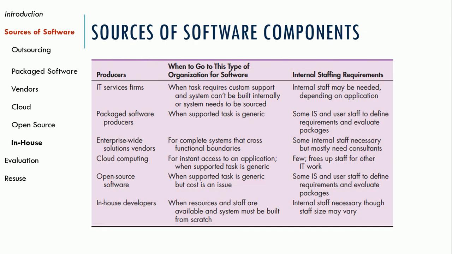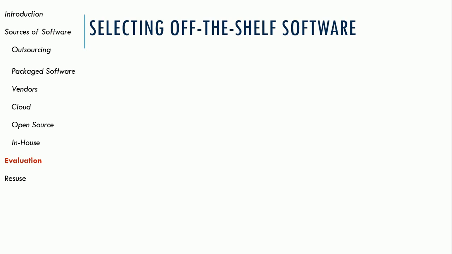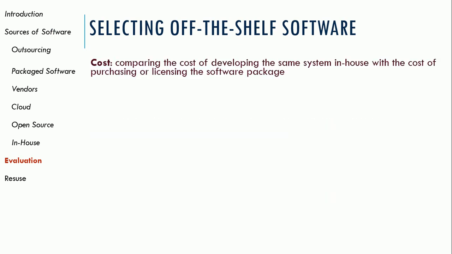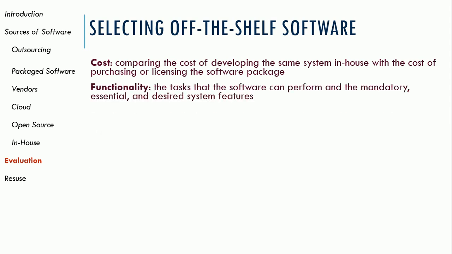So here's all the different sources of software and a quick comparison of those, and you're welcome to pause the video and take a look at those in more detail if you like, although they're also in the textbook. If you're going to select off-the-shelf software or any type of software that you're going to use in the environment, you want to consider the cost. You're going to compare the cost of developing the same system in-house with the cost of purchasing or licensing a software package. And when you're doing that cost analysis, you're looking at all the costs, not just the initial cost of the software. You're looking at maintenance, the people that you have to hire that understand that software and so forth. And we'll talk about that later on when we look at feasibility analysis with project selection.